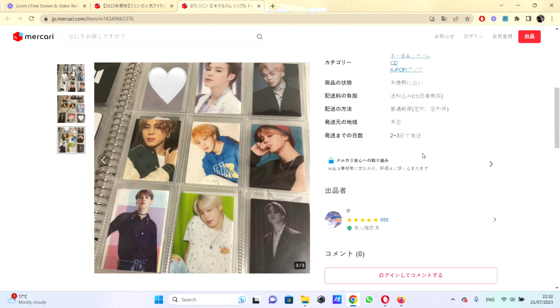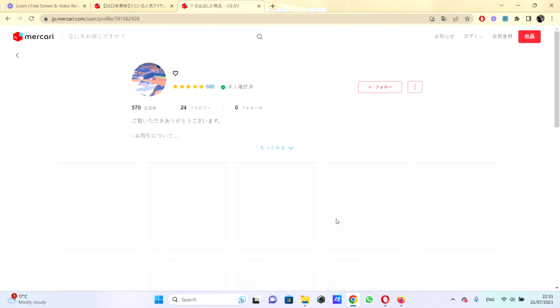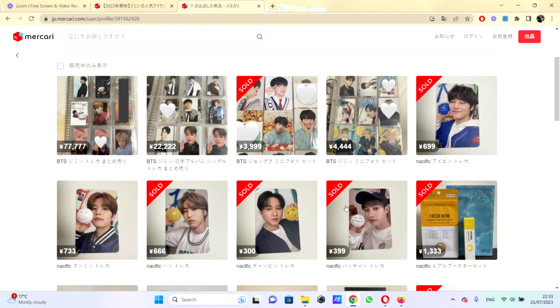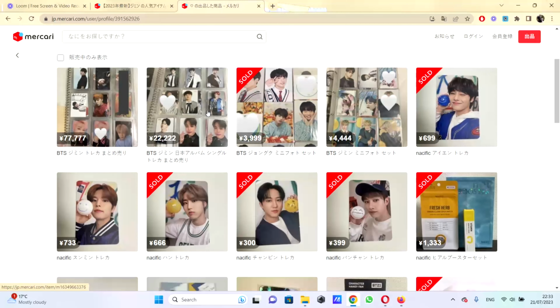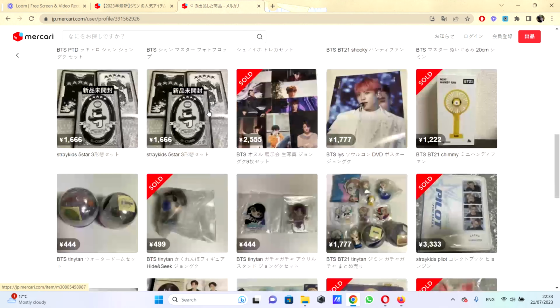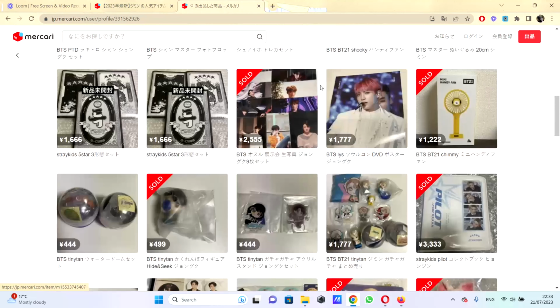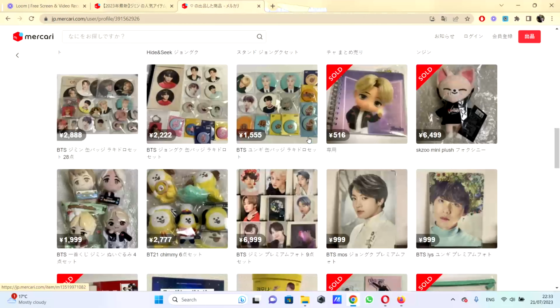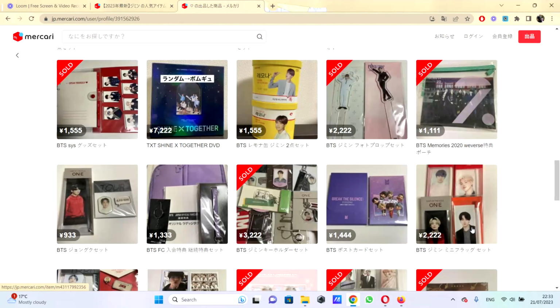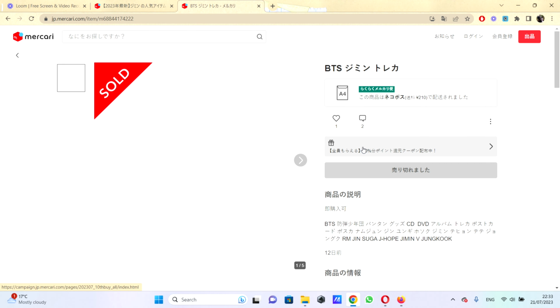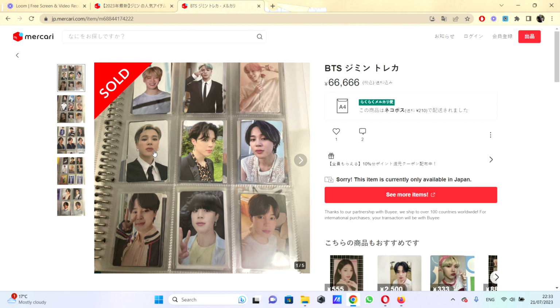But anyway, let's look at the seller and see what they have sold. For example, they have sold a lot of Stray Kids. They're selling their Jimin collection, it seems, and it looks like a very consistent background in all of the pictures of the items they're selling. In the description, this is sold. We can check this one, check the cards here.